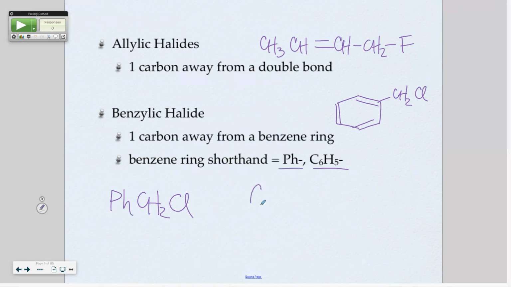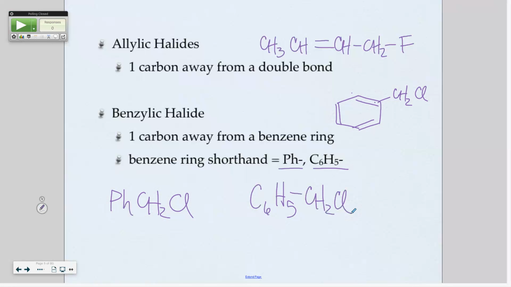Okay, that's what it stands for. Another way that you will probably see is C6H5. Notice that there's 6 carbons here and how many hydrogens? 1, 2, 3, 4, 5. There's no hydrogen on that carbon right here, correct? Right? Okay, so then we would write CH2Cl. So that's that same thing written 3 different ways. It's just 3 different ways to designate it.